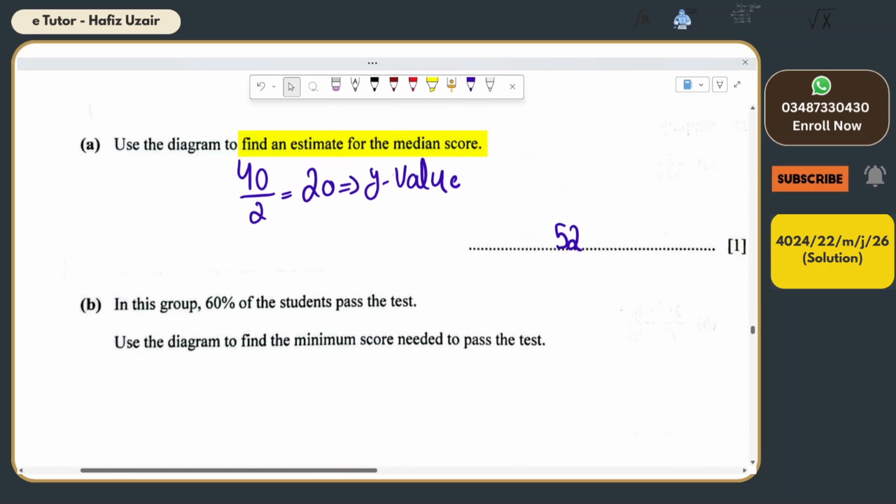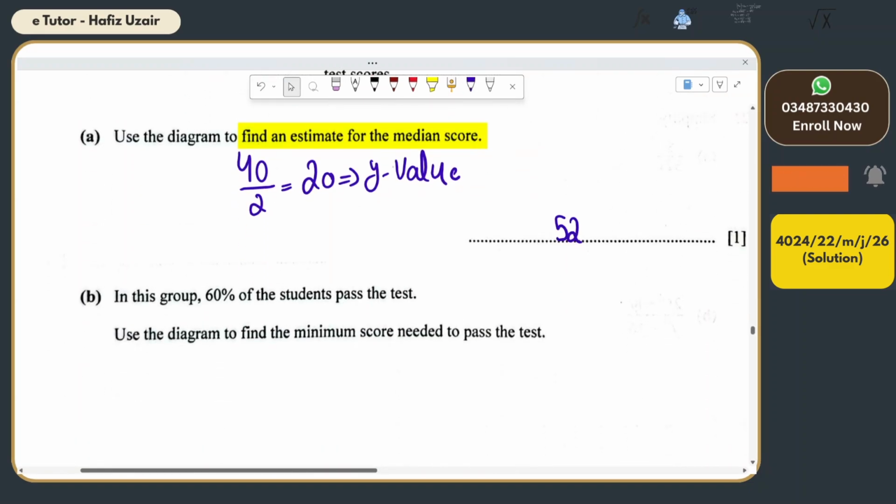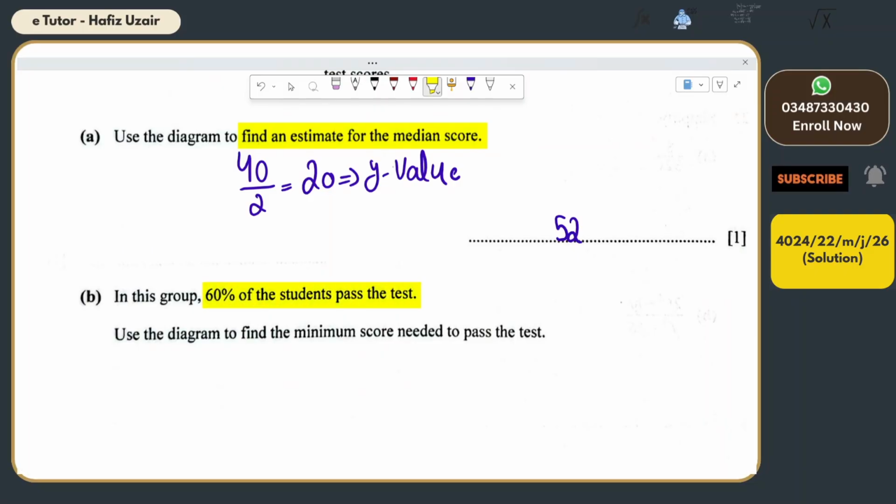Let's move to the next question. In this group, 60% of students pass the test. Use the diagram to find the minimum score needed to pass the test. So basically we need to find the minimum score. If 60% of students pass the test, then 40% of the students will fail the test.